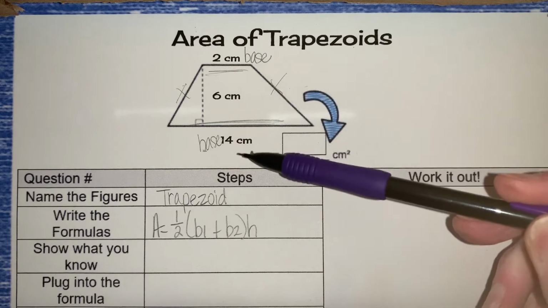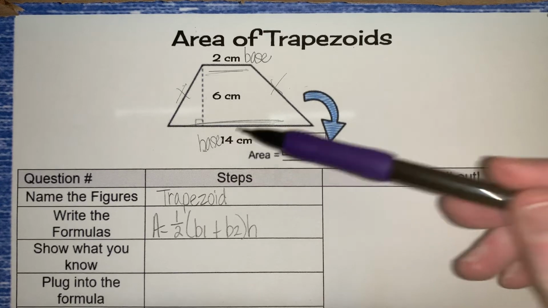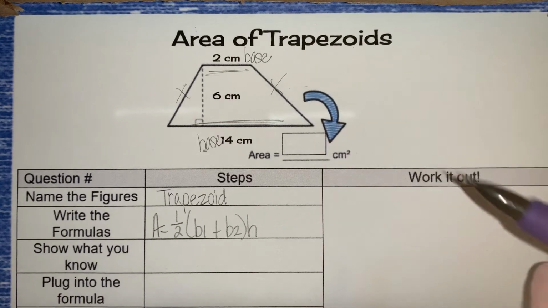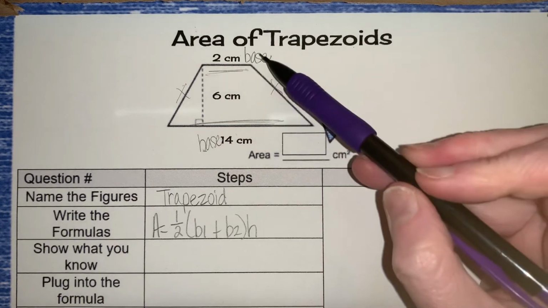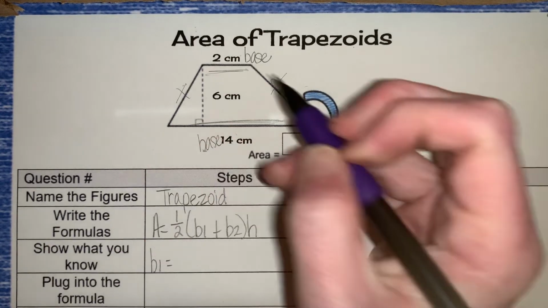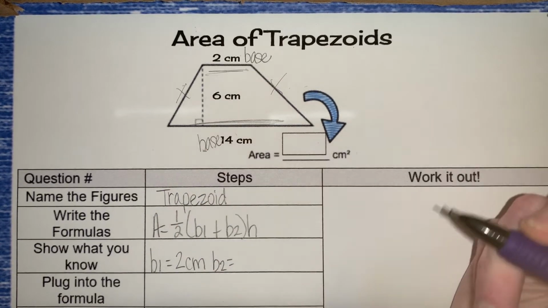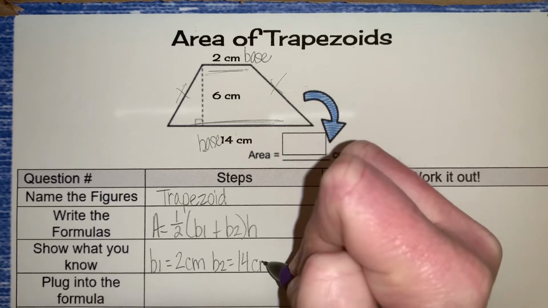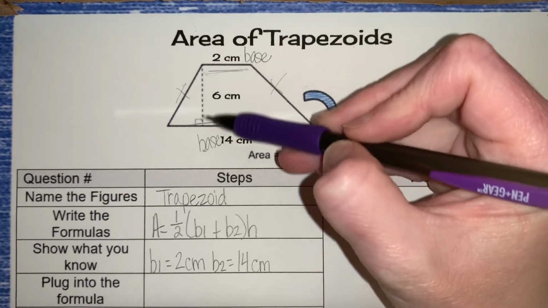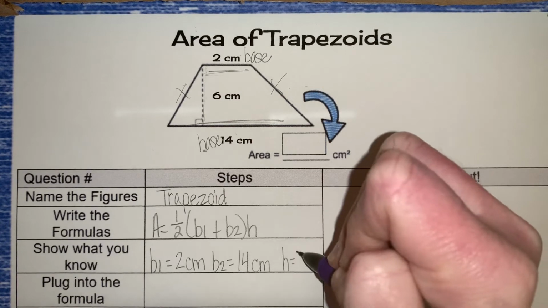And it doesn't matter which one is base 1 or base 2. If you want the top to always be base 1 and the bottom to be base 2, that's fine, or if you want the bottom to be base 1 and the top to be base 2. As long as you have both of the bases, it doesn't matter. So B1, I'm going to say is 2 centimeters, and B2 is 14 centimeters. And then I also need the height, which again will be inside the trapezoid, usually next to a dotted line. Height is 6 centimeters.